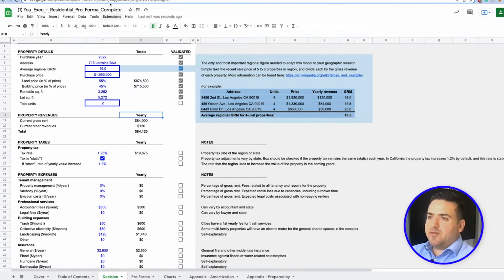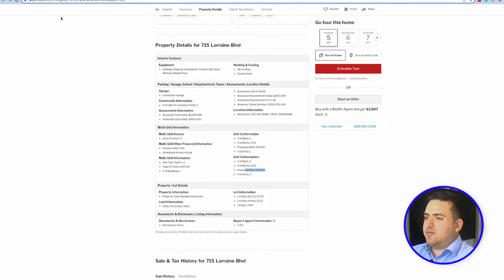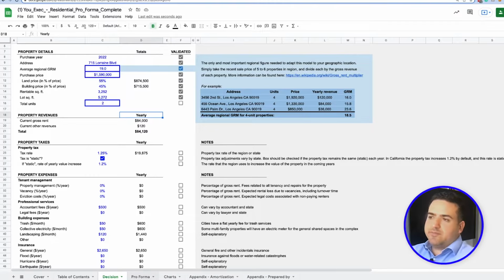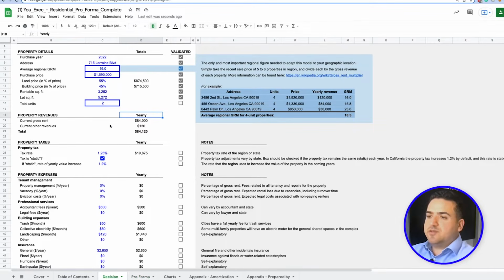Now, if the property is a rental, as it is here, or at least they have a projected rent, which is always an overestimate, but regardless, you can click on the Proforma sheet. On the Proforma sheet, you can enter the rent for each of the units. So this particular property only has 2 units. It is a duplex. So we're going to enter 0 for unit 3 and unit 4, and we're going to enter the projected monthly rent for units 1 and 2. This will automatically give you the total yearly revenue that you're looking to generate from this investment.